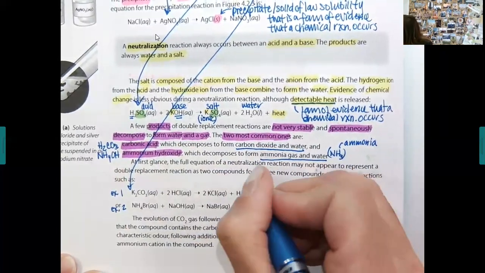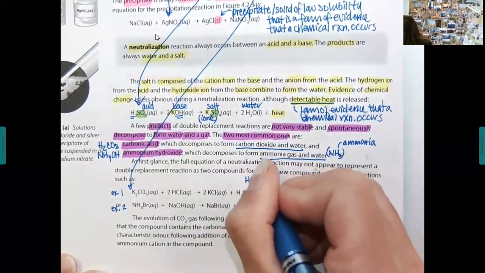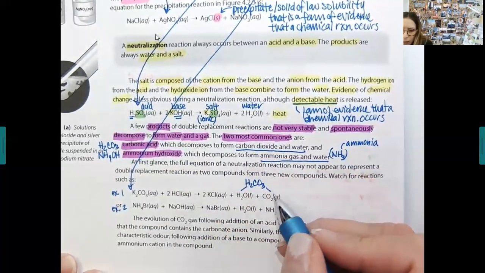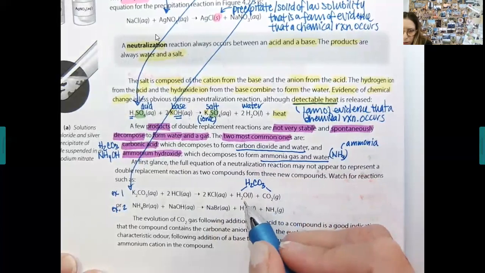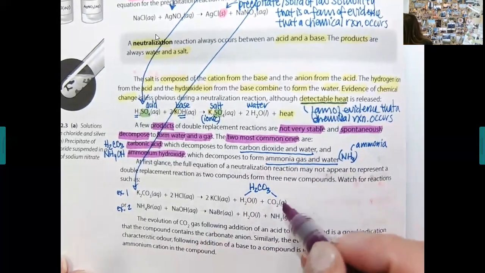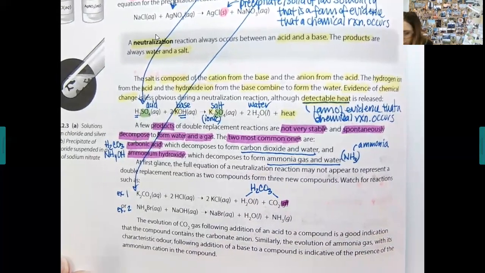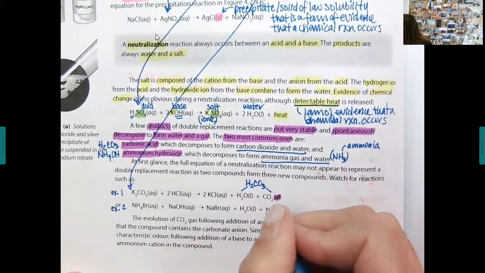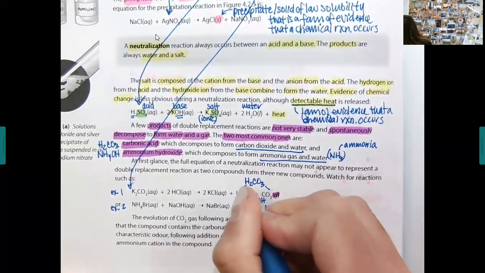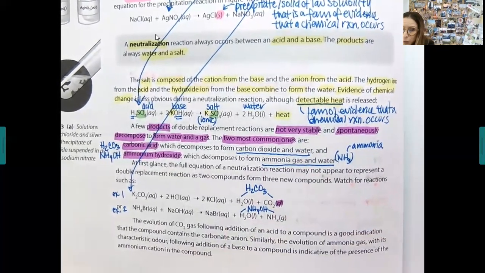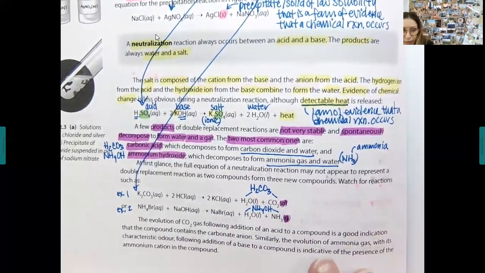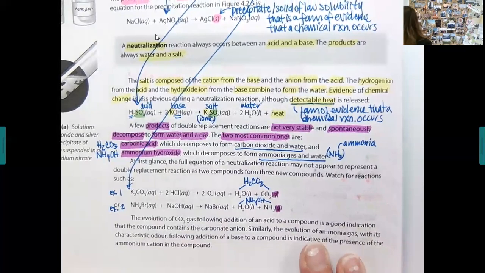When we form carbonic acid, which is H2CO3, you would want to erase that and replace it with water and carbon dioxide. Here's my gas, okay? If you form ammonium hydroxide, which is NH4OH, you would want to erase that and replace it with H2O and NH3. There is your gas, okay?